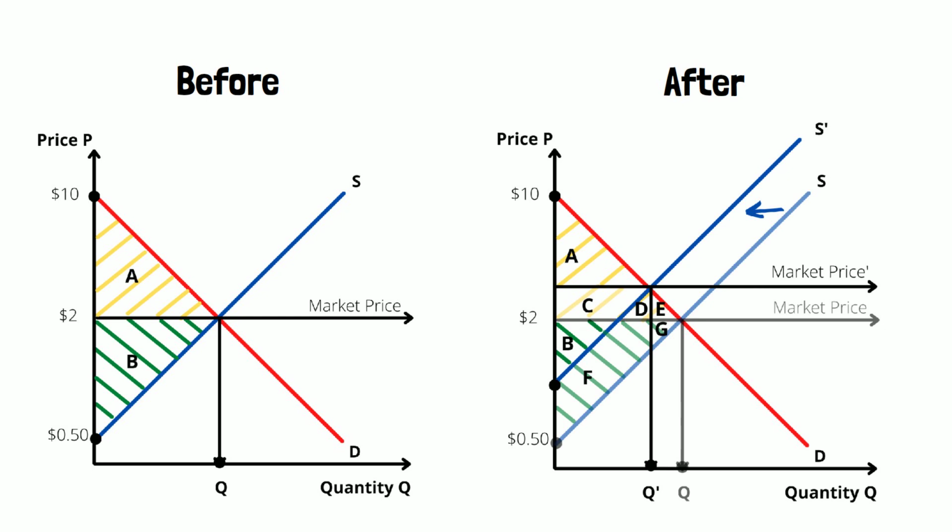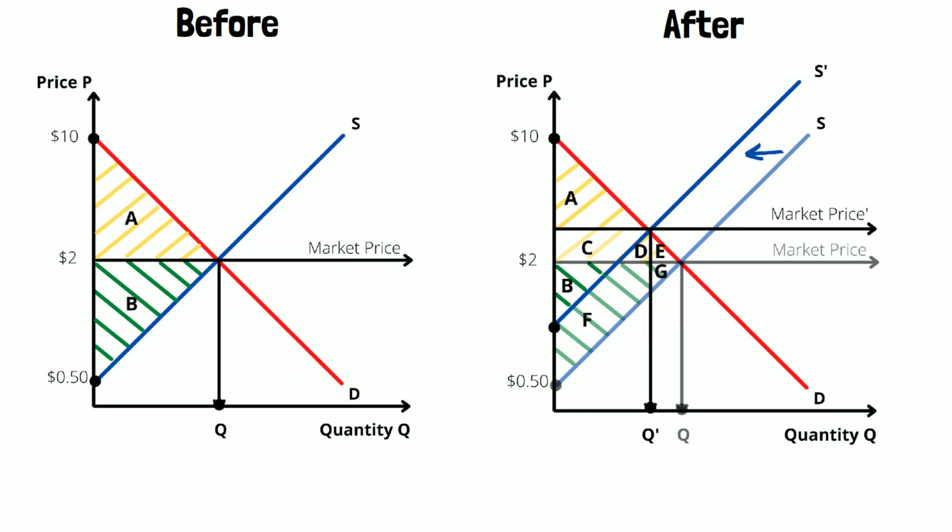Area A remains consumer surplus and Area B remains producer surplus. Area C is transferred from consumer surplus to producer surplus. Areas D and E are lost consumer surplus and areas F and G are lost producer surplus. You can pause the video here if you wish to take a closer look at both graphs.